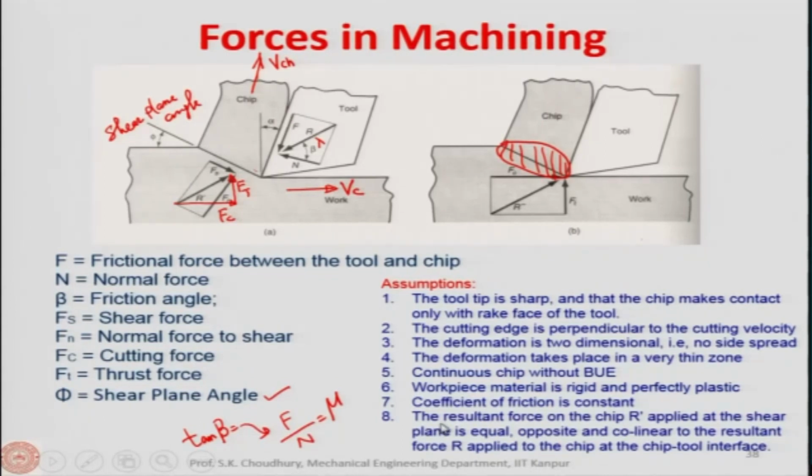Next assumption is the resultant force on the chip R prime, this one, applied at the shear plane here, is equal, opposite and collinear to the resultant force R applied to the chip at the chip tool interface. This is the chip tool interface. So, this R and this R prime, I have already told you that this is equal, opposite and collinear.